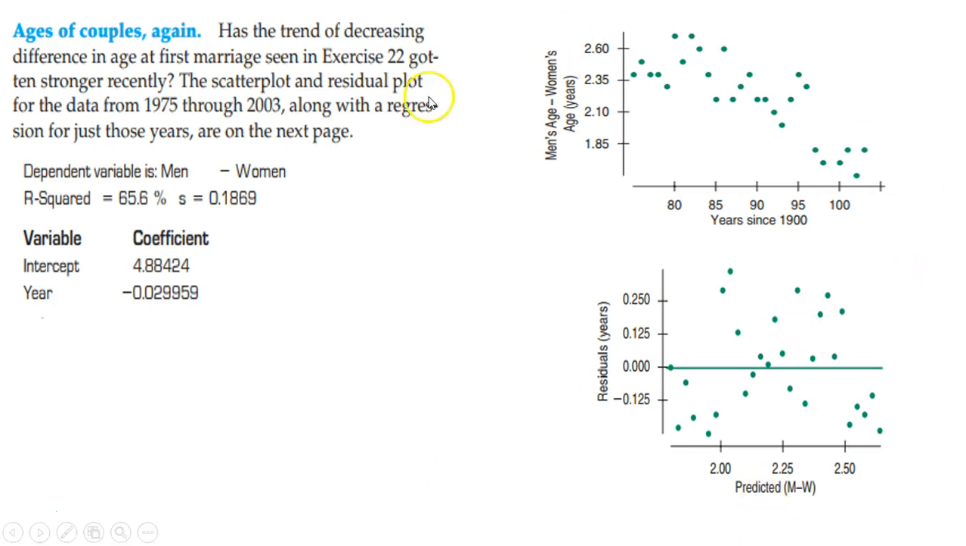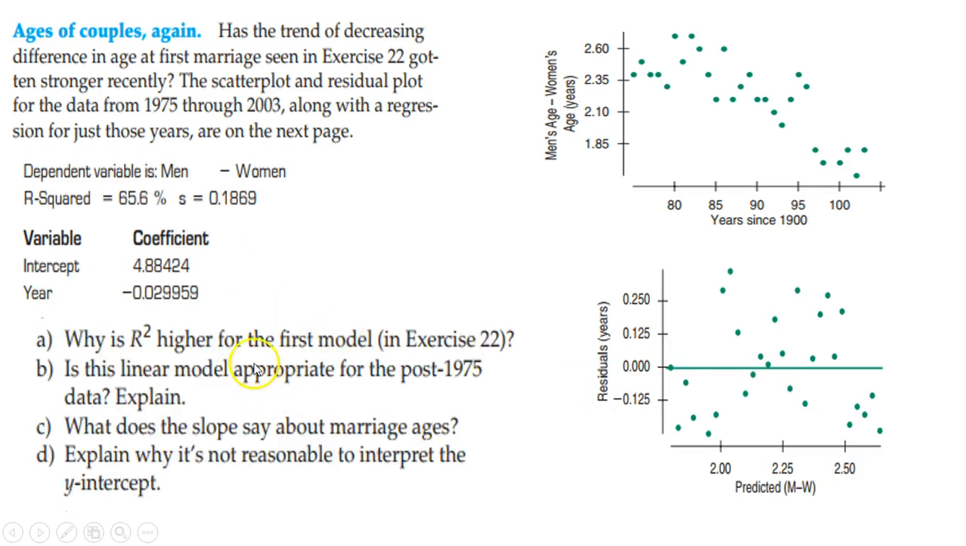It says, this has the trend of decreasing differences in age for marriage, right? So we just did this. So it looks like that's the difference. Here's the plot of the residuals, kind of all over. And it says the scatter plot and the residual plot from 1975 to 2003 among what regression line. So here's what we're looking at. As we're looking at that, I'm not noticing a pattern. I'm going with that. So it says, why is r squared higher for the first model? All right, and we're trying to figure all this out.